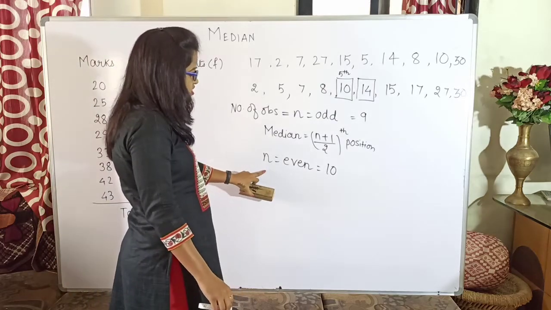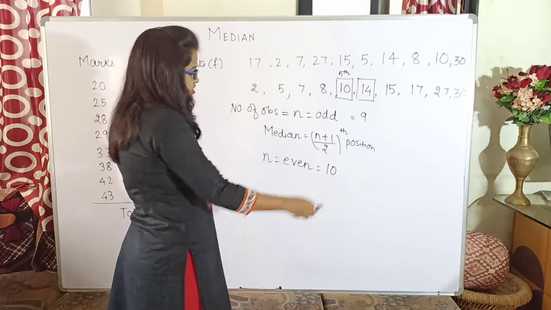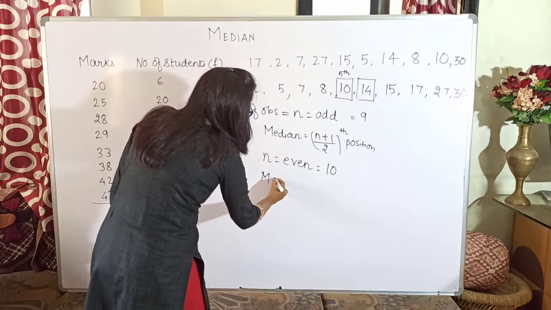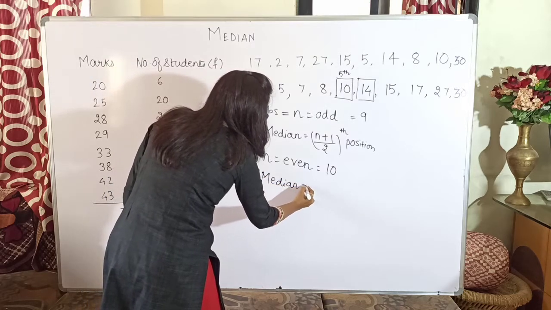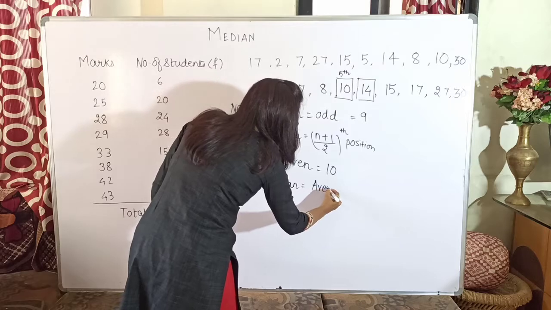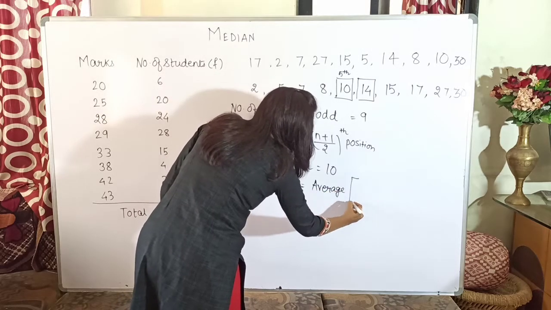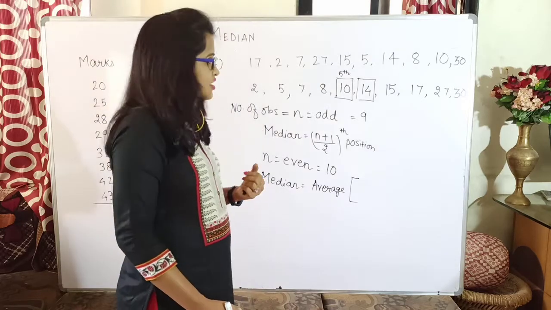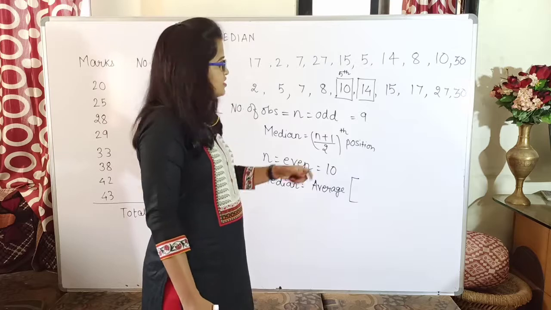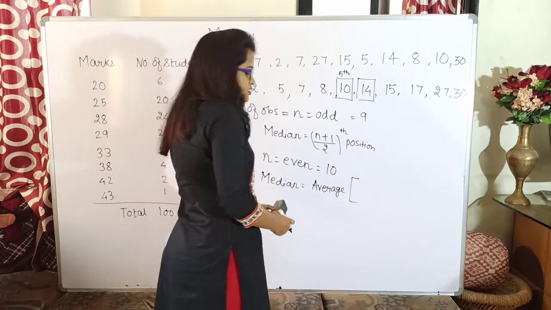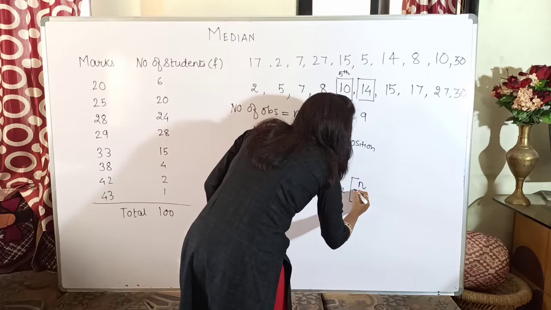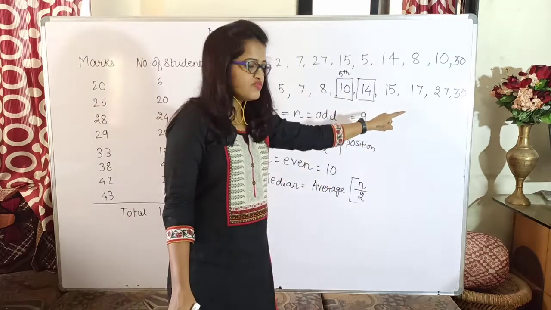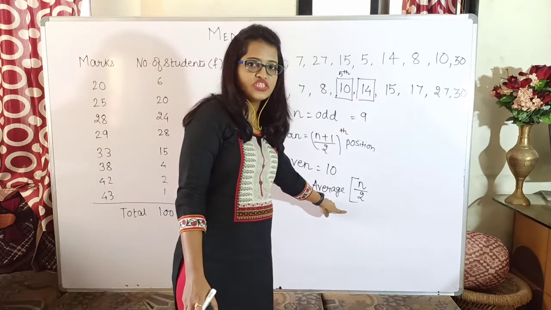Yes, just we have to take the average, just now what I have told. So when n is even, the median value will be what? Average of, whose average have you taken? You have taken the average of two positions, isn't it? Now which are the two positions? Yes, the fifth position, the number of observations divided by 2. Okay, so you can see my number of observations are 10, so 10 divided by 2 is fifth.